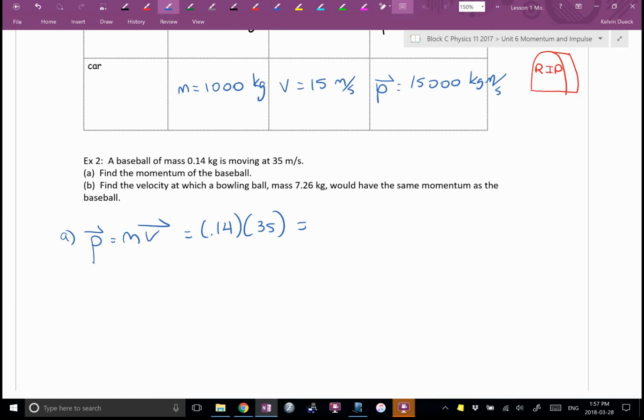What'd you get when you went 0.14 times 35? 4.9 even? Units, Oliver? What are the units for mass? No, that's the variable. What are the units for mass? Kilogram, and the units for velocity, meters per second. They may rename that in Einstein in your lifetime, but you're not allowed to write a capital E yet. They're talking about it.